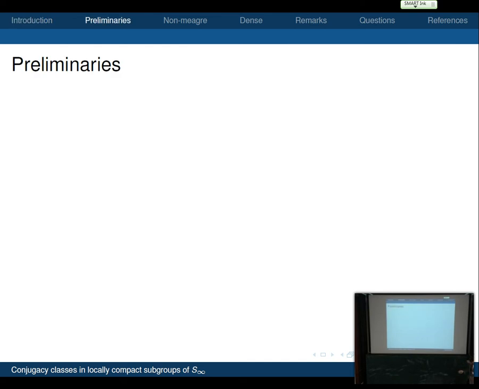Okay, so the way that this proof will go is I'll recall some preliminaries about locally compact groups for you. Then we will look at T.D.L.C. Polish groups with a non-meagre class, prove some theorems there, then look at the T.D.L.C. groups with a dense class, and prove a positive result there from which the theorem is a corollary.